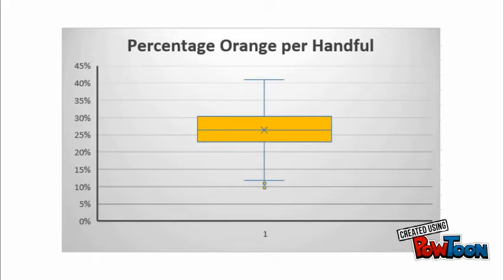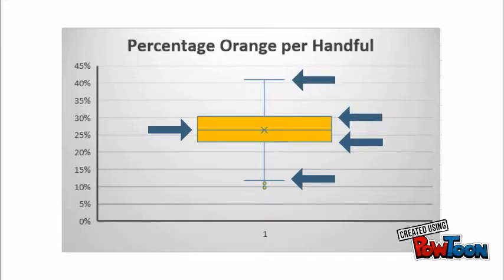Data points that are more than 1.5 times the upper quartile or below the lower quartile are labeled outliers and are indicated as a dot on the graph. The box and whisker chart for the percentage of orange loops per handful has a low value of 15%, lower quartile of 23%, median of 26%, higher quartile of 30%, and a high value of 40%.